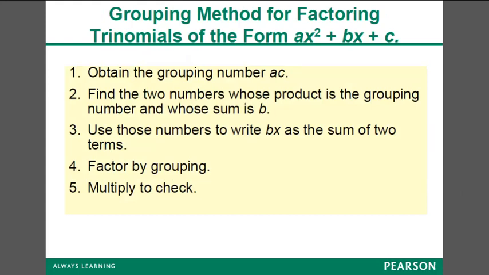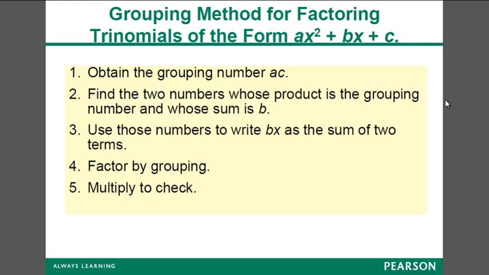The previous method that we were looking at is trial and error. We must also factor by grouping where we have trinomials of the form ax squared plus bx plus c. First we obtain the grouping number a times c. What we're going to do is multiply our leading coefficient times our constant. Then we're going to find two numbers whose product equals a times c and whose sum is equal to b, our middle term.